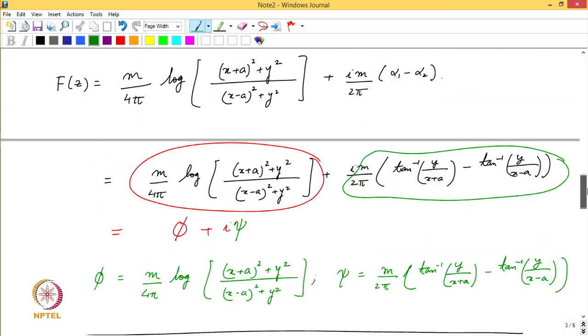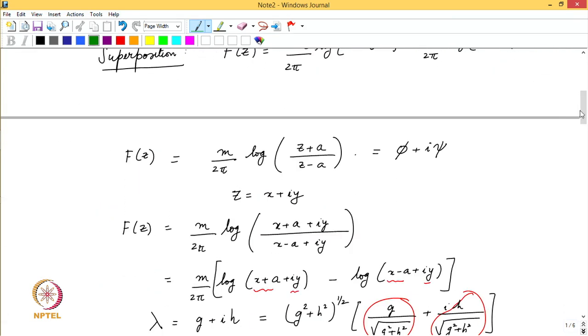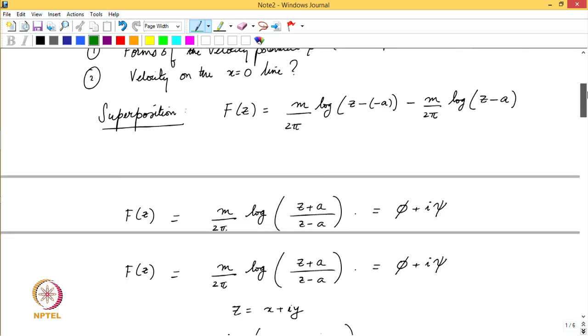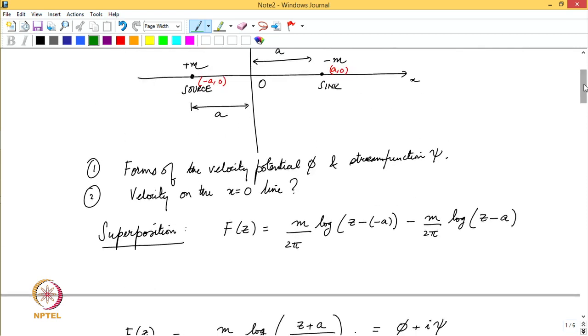So, this is one more example of superposition, but more importantly I wanted to show you how we can use complex numbers to separate out the phi and psi functions, even though the function itself may not seem very amenable to do so.